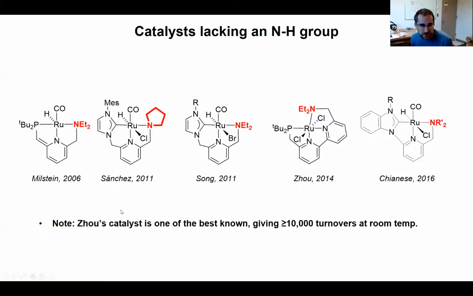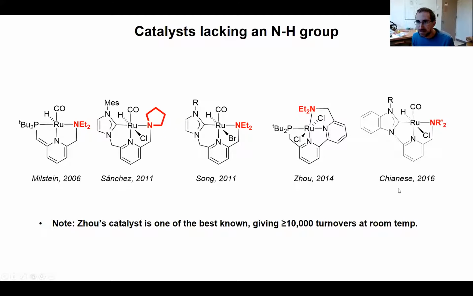Now, on the other hand, I want to present a series of catalysts that were also active for ester hydrogenation, usually not really elite high activity, but still good activity, that don't have an NH group and instead have a dialkylamine group on the side chain. So for example, Milstein's original catalyst has this structure. Sanchez and Song made N-heterocyclic carbene, CNN pincer versions of a similar structure with either these pyrrolidine or diethylamino type side groups. The Joe catalyst has a diethylamine side group, and this is the one that actually is really highly active.